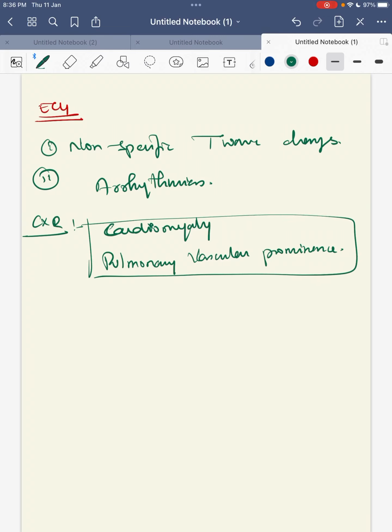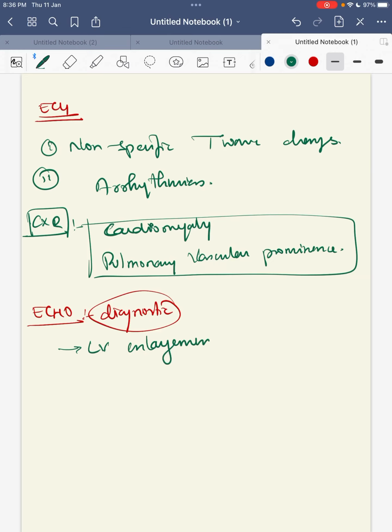And okay, this can be your X-ray finding. Next, in echo. Echo is the diagnostic one. So echo features of dilated cardiomyopathy, you can have left ventricular enlargement as the name suggests, and there can be decreased ventricular contractility. Since primary pathogenesis is systolic dysfunction, the ventricular contractility is decreased, due to which your ejection fraction will be low and stroke volume will also be low.